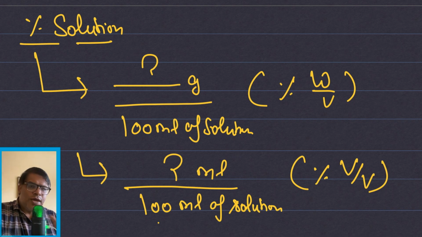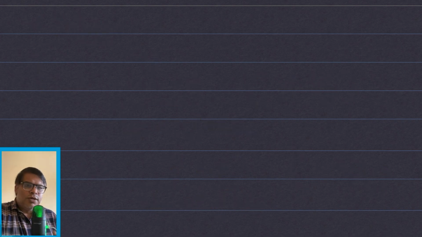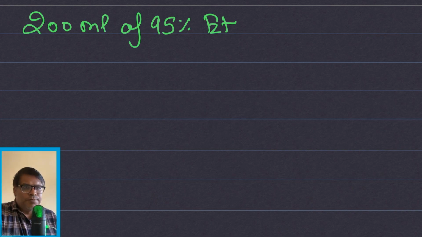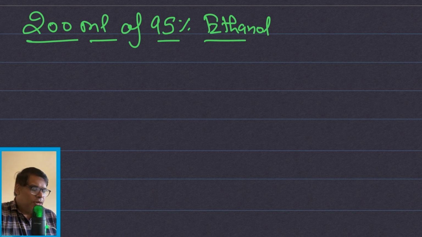Okay, so this way you are going to prepare the percent solution. Now here you will learn more clearly by solving numerical problems. Let us take one example: how you are going to prepare 200 ml of 95% ethanol. So this is our first example. Try to solve yourself.